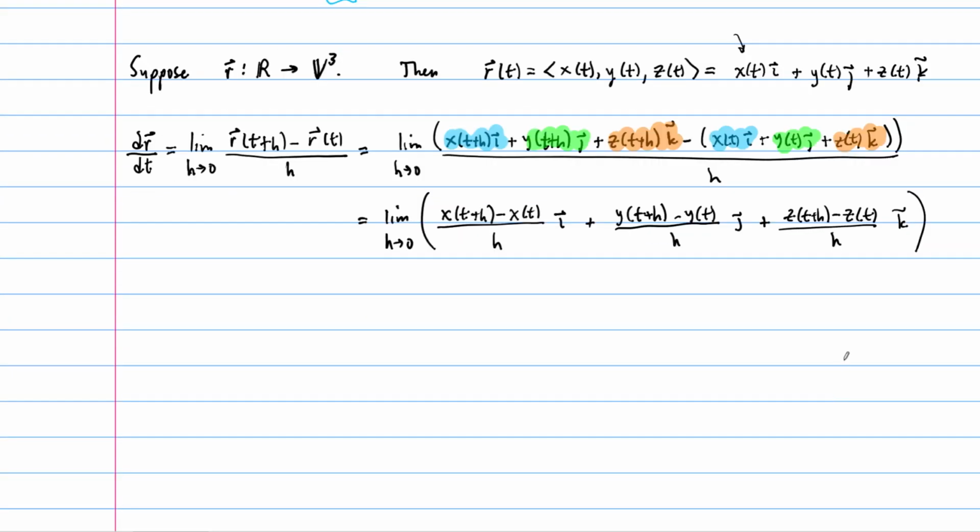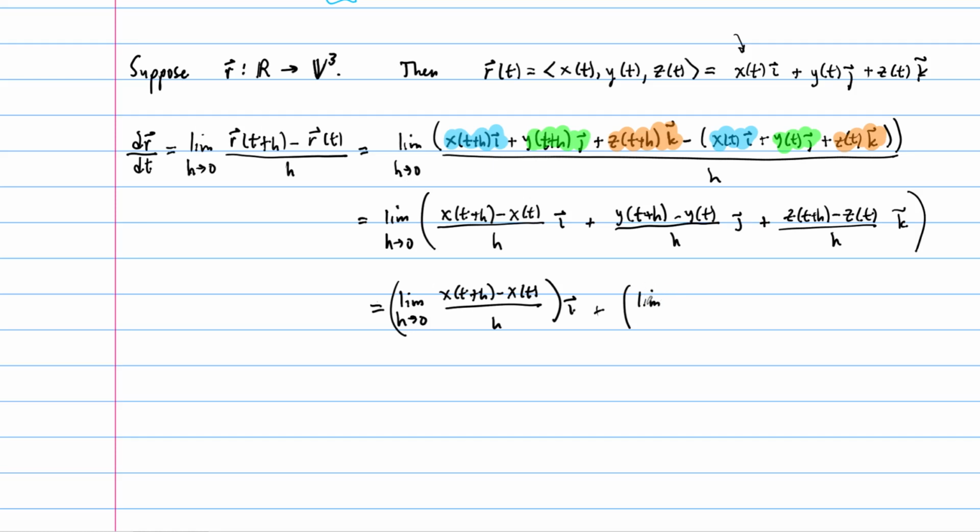And then we know from calculus that our limit can now distribute, right? And so this is going to be the limit as h approaches 0, in parentheses, x of t plus h minus x of t all over h. That's all times i. i is a constant vector here, so the limit is not concerned with that. The limit's only concerned with the h's, right? And so then it's going to go to the next one.